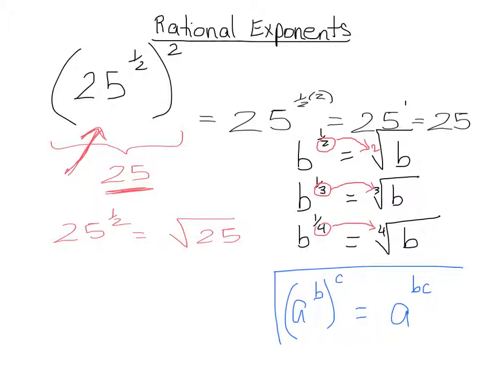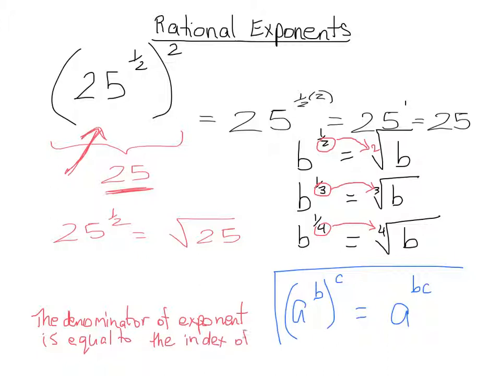So we can write that down as something to remember. The denominator of the exponent is the same as, or equal to, the index of the radical. Alright, so I have a little bit more to show you, and then you'll understand all about these rational exponents.